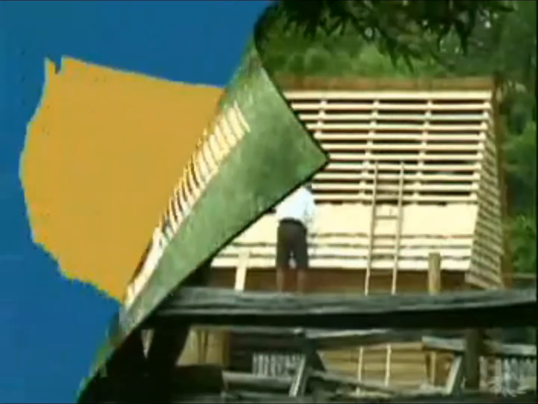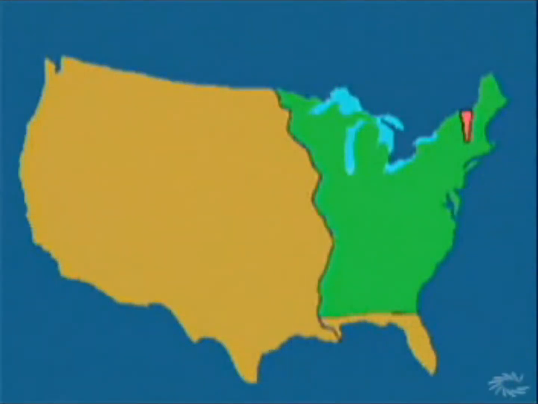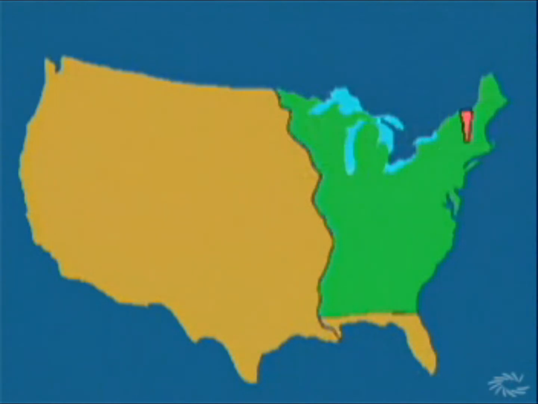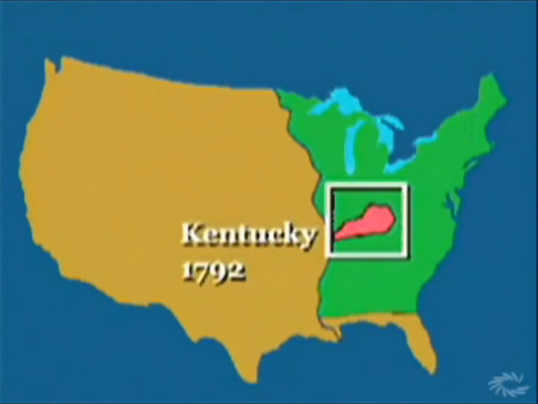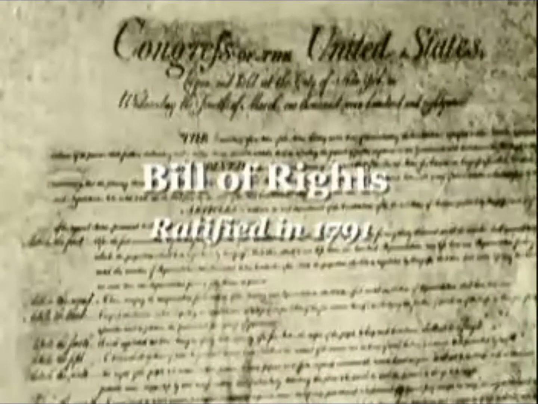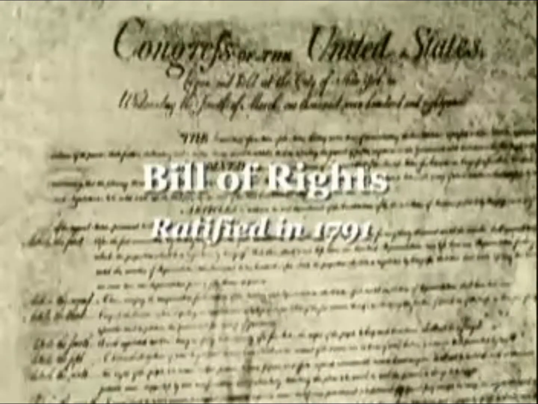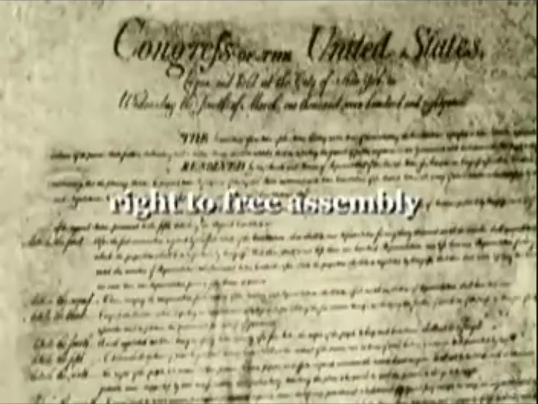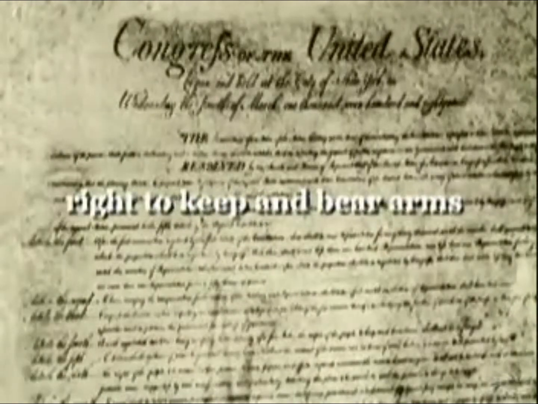While the first political parties were forming, 2 new states were added to the United States. Vermont was added in 1791, followed a year later by Kentucky, the 15th state to join the Union. 1791 was also the year the Bill of Rights was ratified by the states. And thanks to this document, Americans were guaranteed the basic freedoms of religion, speech, free assembly, the right to keep and bear arms, the right to a speedy trial, and so forth.